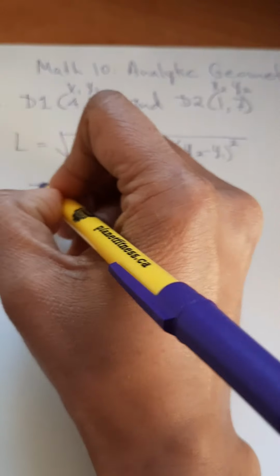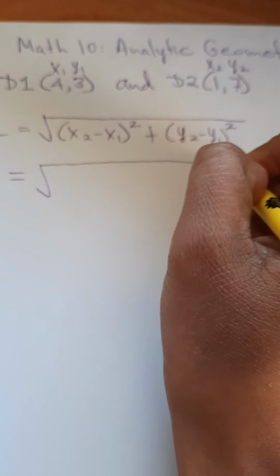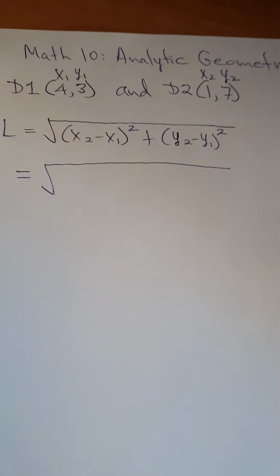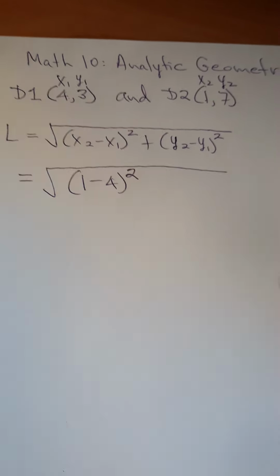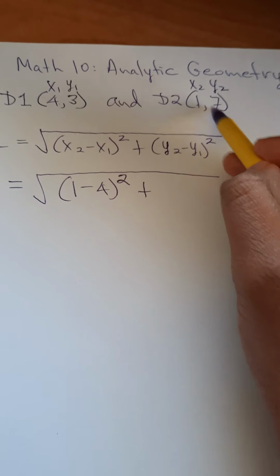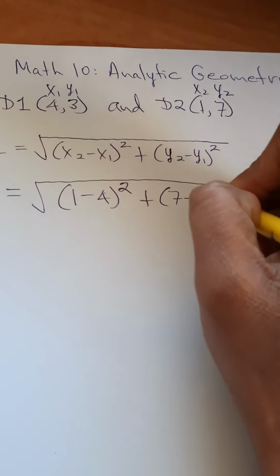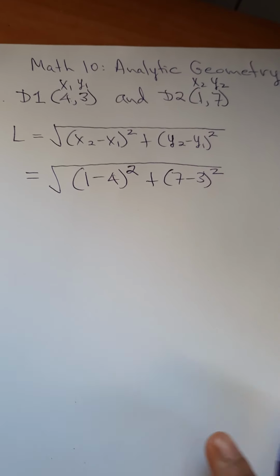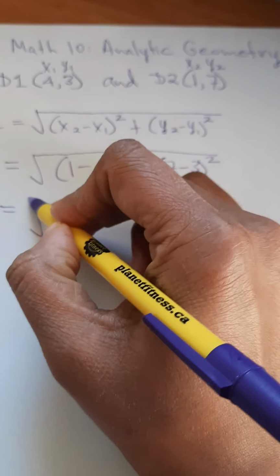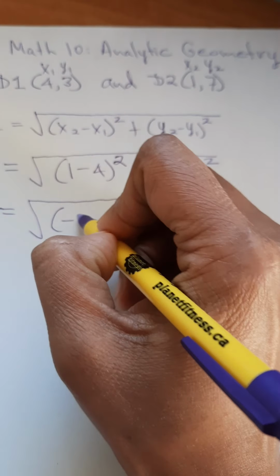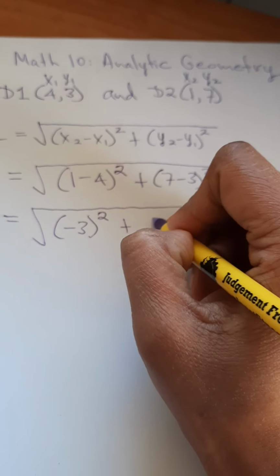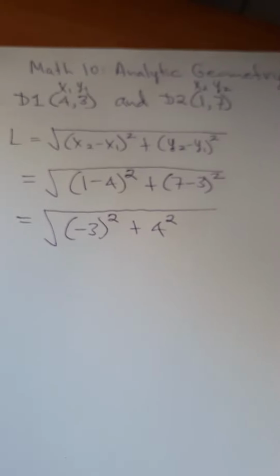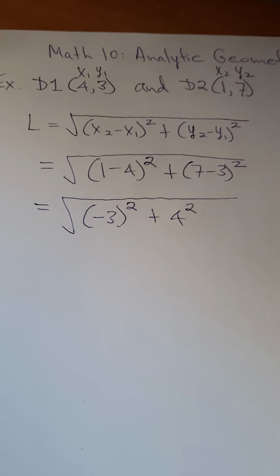Okay, I'm going to plug it into my formula here. And you have to be careful to just watch the signs. So we're going to do x2, so 1 minus x1, which is 4. So 1 minus 4 whole squared, plus the y2, which is 7, minus y1, which is 3. I'm going to subtract the two numbers here, and I'm going to write out my steps. So 1 minus 4, which is negative 3. And 7 minus 3 is 4. So we're doing 4 squared.